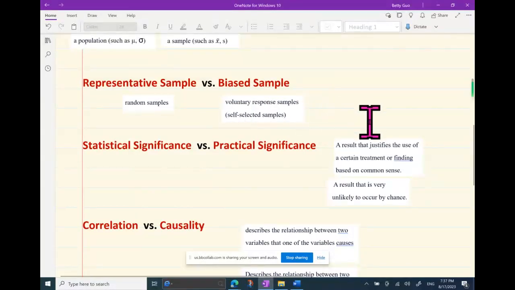So that's the reason. All right, any questions about this pair of concepts, representative sample and biased sample? Yeah, we need to know a representative sample is good, a biased sample is not good, and a voluntary response sample very likely gives you a biased result.